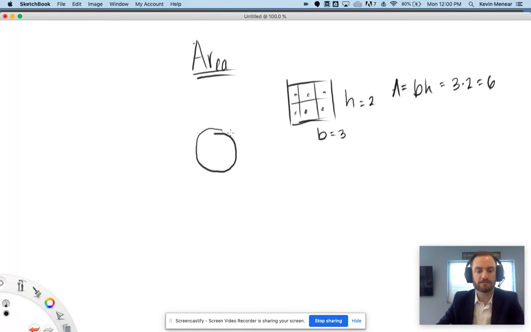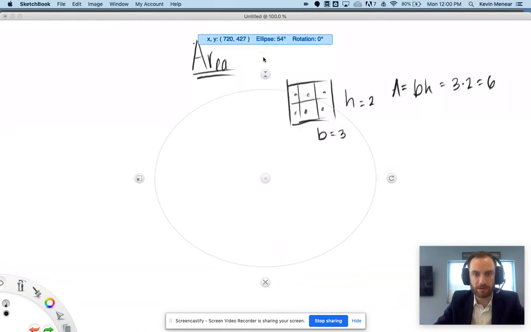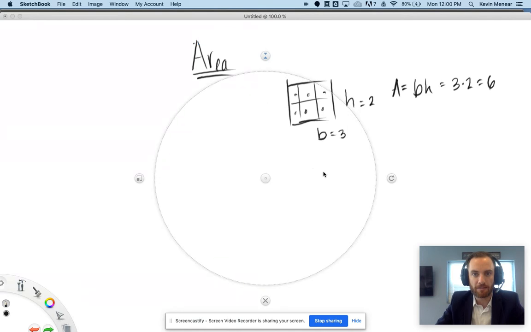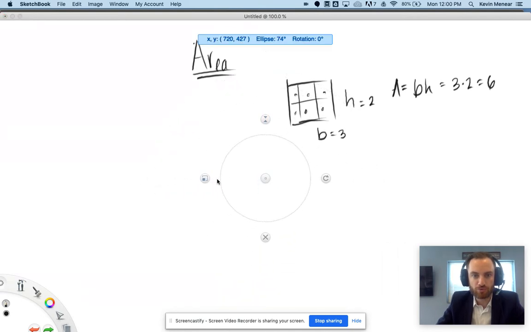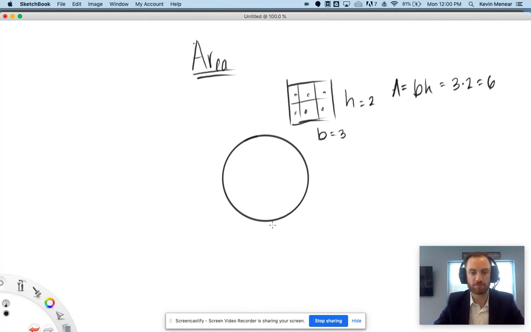We understand area. Oh, that was a really, really bad circle. Let's see if I can use my tools here to make it a little bit better. That looks a little better, right? Nice. Okay. That's kind of cheating, but you know, that's what tools are for, right? All right. So I've got my nice circle. Let's put a chord across it and through the center.